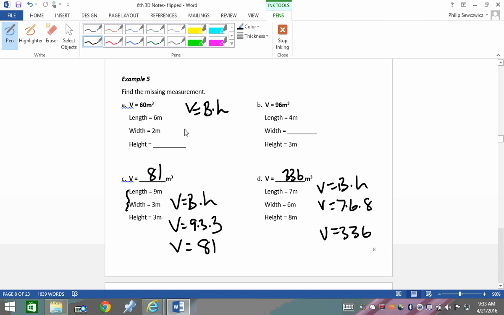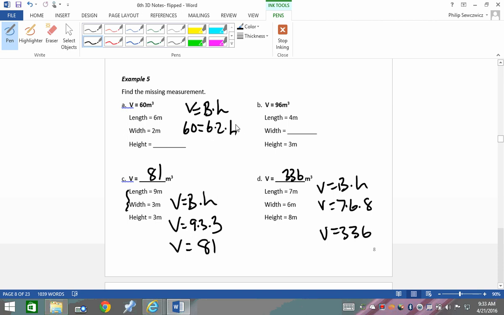So the interesting thing here is, did they give me the volume? Yeah, they did. It's a 60, so I'm going to throw the 60 in. The length times the width, so that's going to be a 6 times the 2. And now the h is what I'm missing, so that's what I'm going to be solving for.